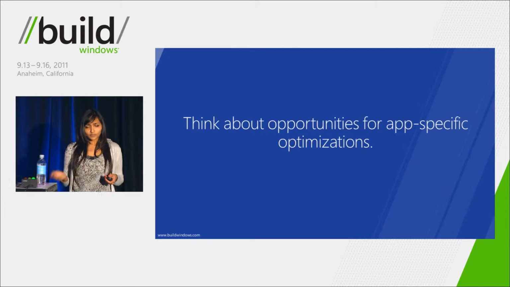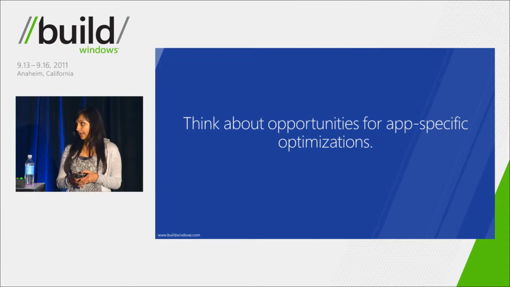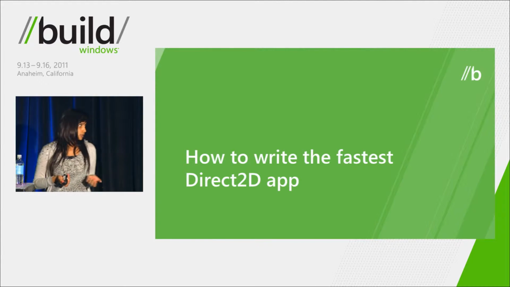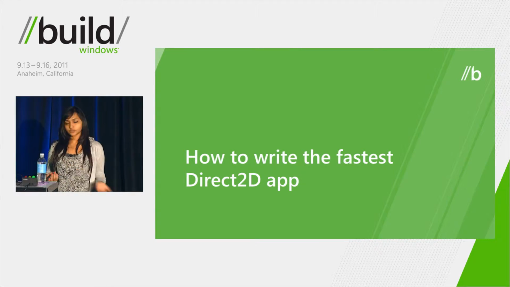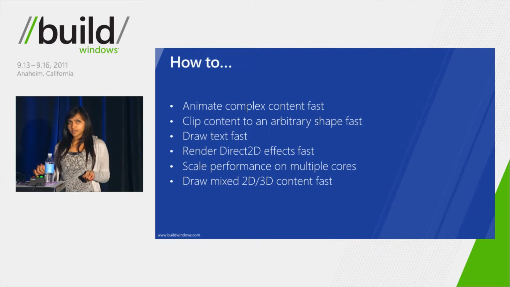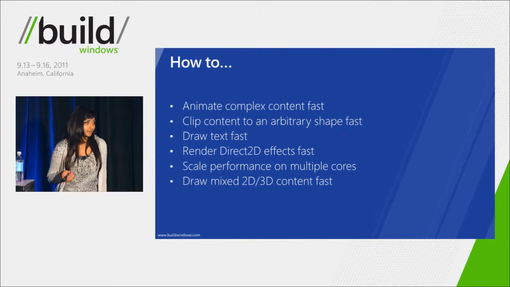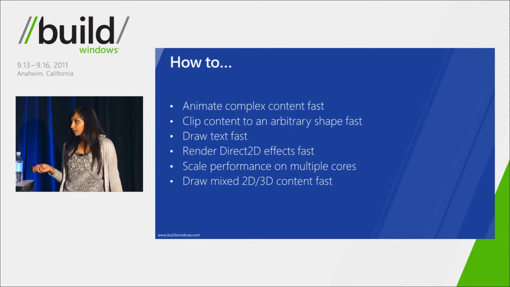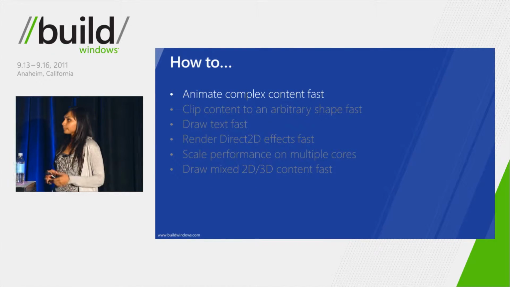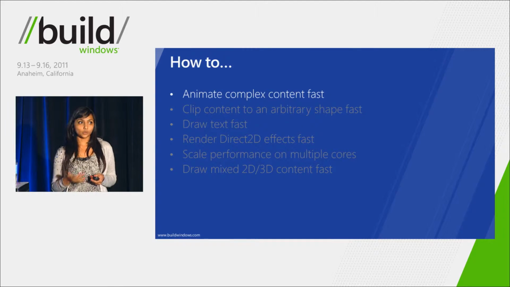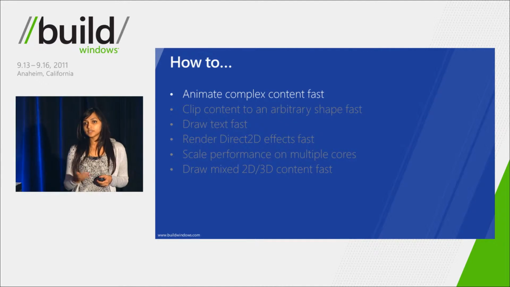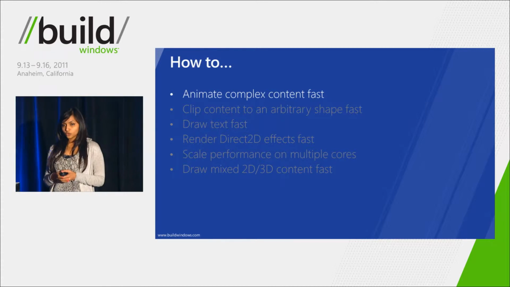So we did some work to make it fast, and the rest of my presentation is basically going to focus on scenarios and then advice or recommendations for how to make the scenarios fast. These are the 6 scenarios I'm going to talk about, and you don't have to look at all of them right now, but we can start with the first one. If you have a complex scene and you want to animate it, what are some of the techniques that you can use to make it really fast?